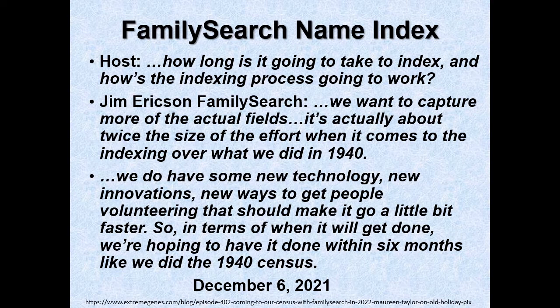FamilySearch was the lead for the 1940 census when it came out, and how a name index was produced. And Jim says we want to capture more of the actual fields, more of the columns. It's actually about twice the size of the effort when it comes to the indexing over what we did in the 1940 census, which was released in 2012. Well, there are more people, and he wants to do more questions. He continues, we do have some new technology, new innovations, new ways to get people volunteering that should make it go a little bit faster.